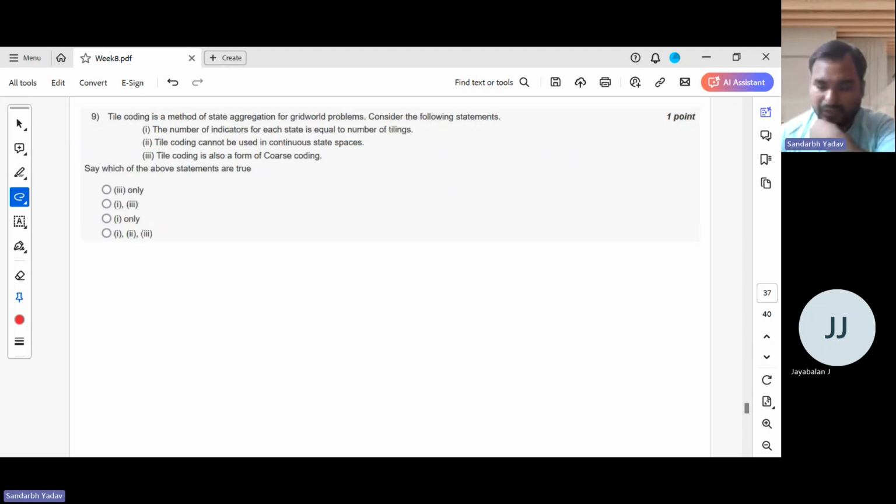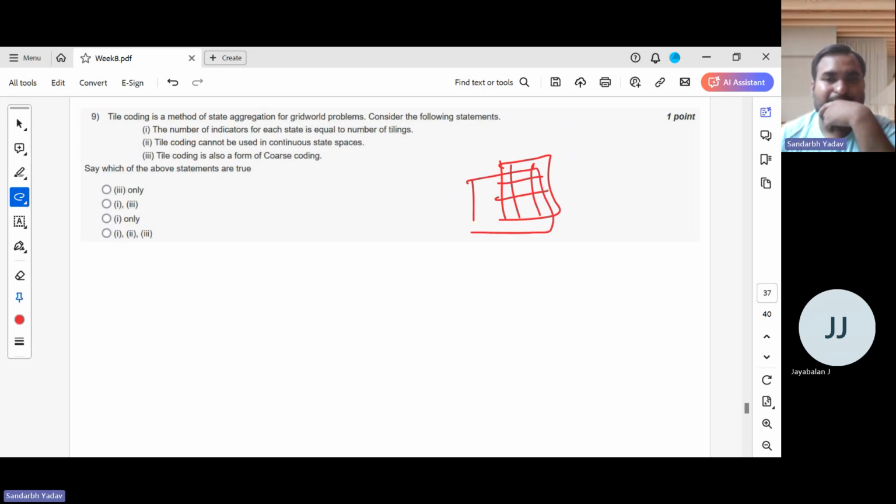Now we move to the ninth question. Tile coding is a method of state aggregation for grid world problems. Consider the following statements. The number of indicators for each state is equal to the number of tilings. Remember, we were having these tilings. So essentially if you consider some state, it will light up two tilings, so two indicator functions will be needed.